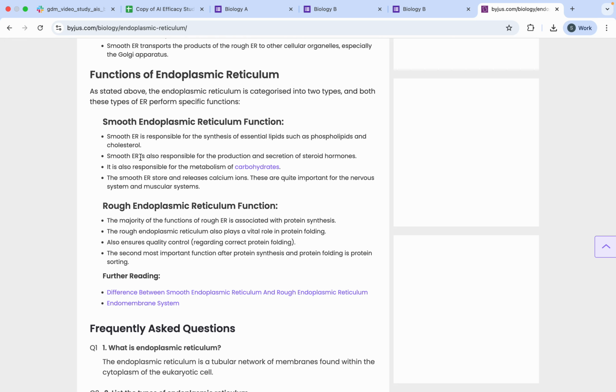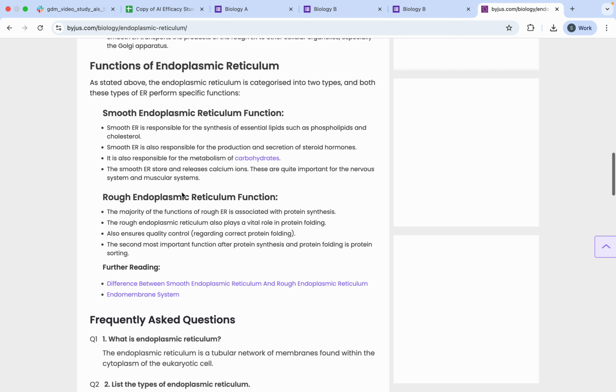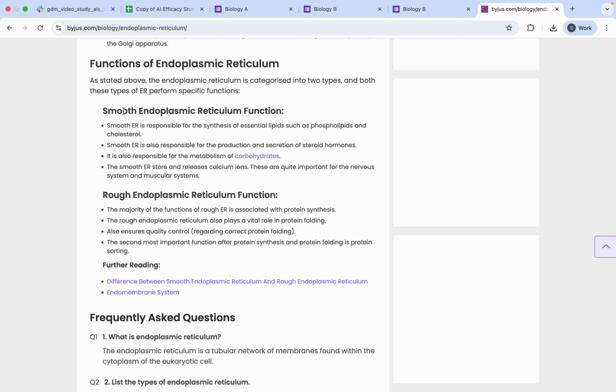Smooth ER is also responsible for the production and secretion of steroid hormones. It is also responsible for metabolism of carbohydrates. The smooth endoplasmic reticulum stores and releases calcium ions. These are quite important for the nervous system and muscular system. So the main function of the smooth endoplasmic reticulum is lipid synthesis.